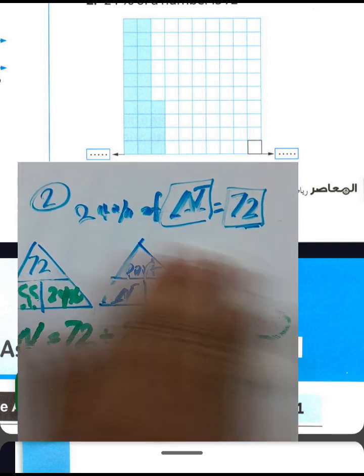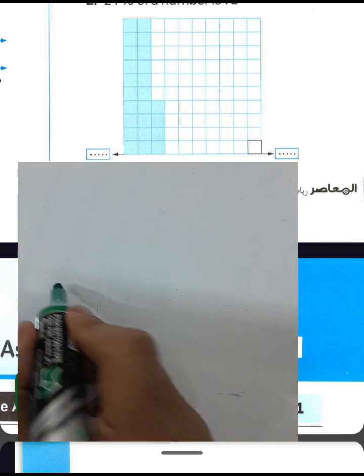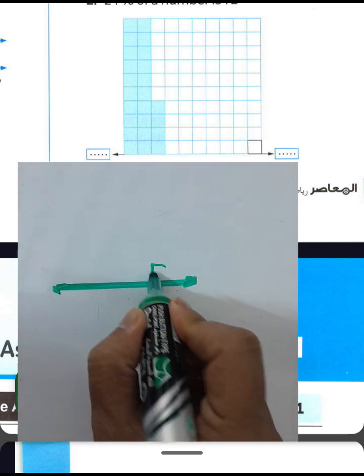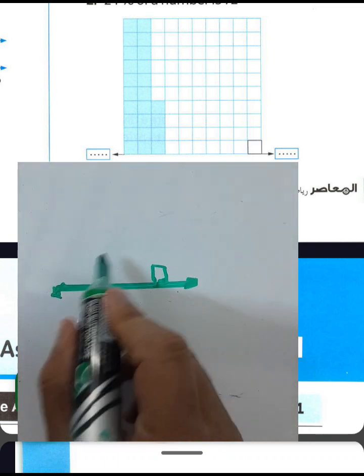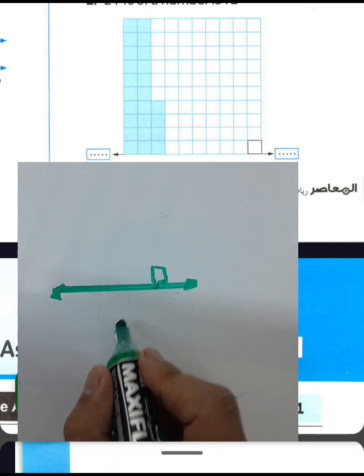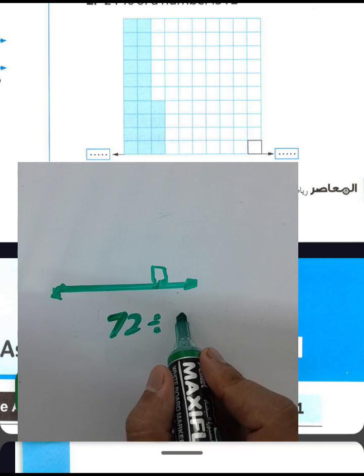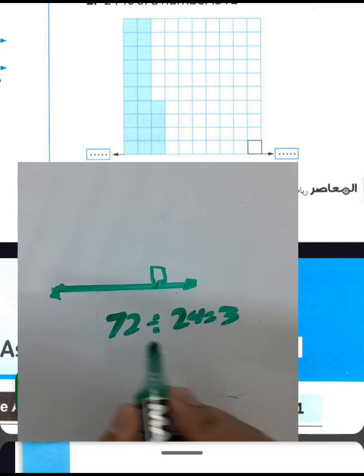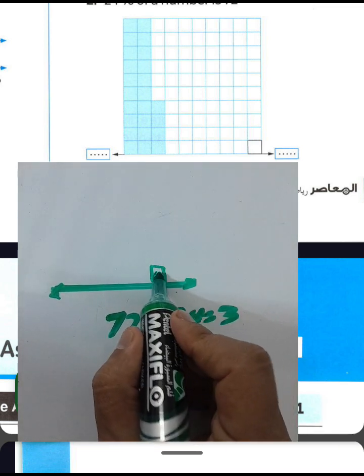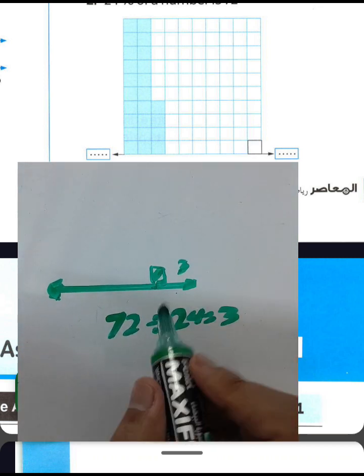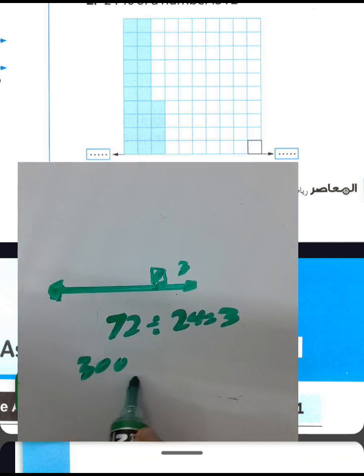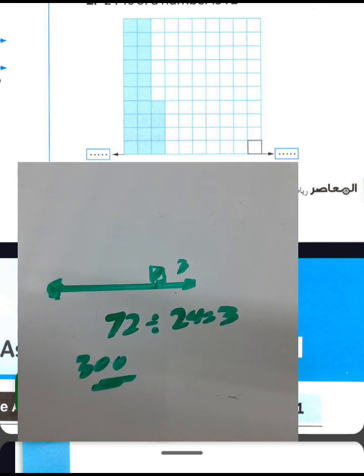Complete with me this model. We have a number line here, it refers to the value of one part. We have 100 parts and 72 divided by 24 equals 3. Then the value of this part will be 3. 3 times 100 will be 300. Okay, the result will be what? 300.